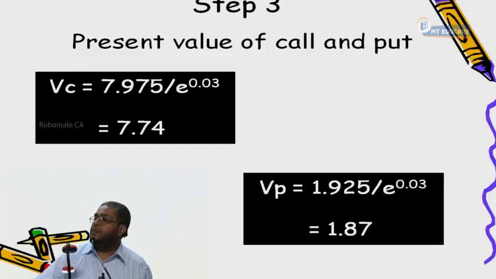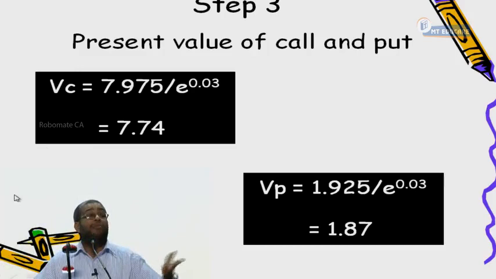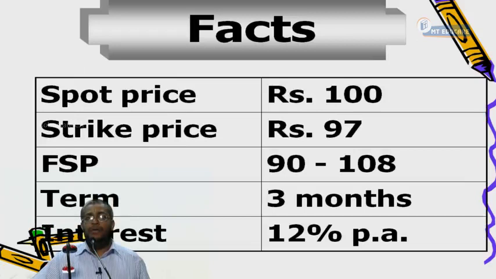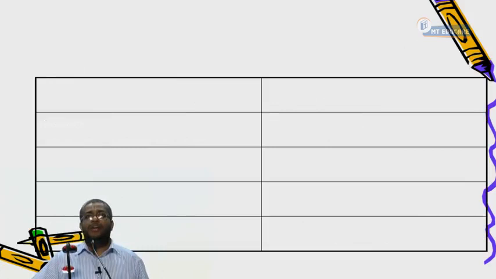Now, we can copy this, then we can have some more extra discussion before going for the formula way of doing the same problem. Please copy this quickly. Now, give the heading: Risk Neutralization Model. Question 22A. Please write question 22A. Copy the facts.